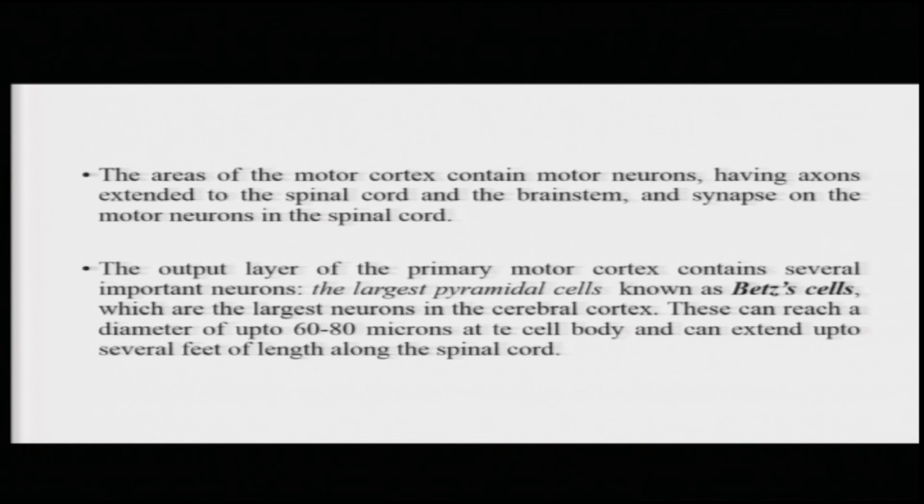Now the output layer of the primary motor cortex contains several very important neurons which are responsible for control and coordination of movements. One example would be the largest pyramidal cells, known as the Betz cells, which are the largest neurons in the entire cerebral cortex. These can reach up to a diameter of 60 to 80 microns with respect to the cell body, and their axons can extend up to several feet in length down the spinal cord. We will talk about all of this in a lot of detail, but this is a region primarily concerned with planning and execution of movements that the human body does.